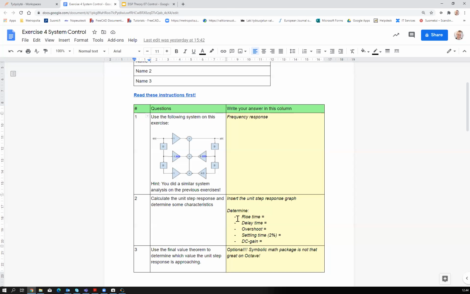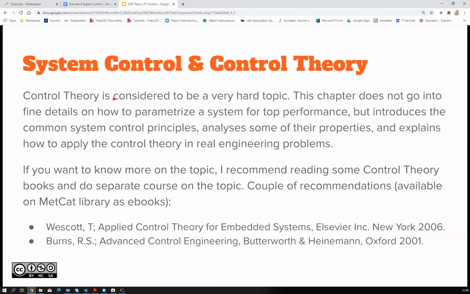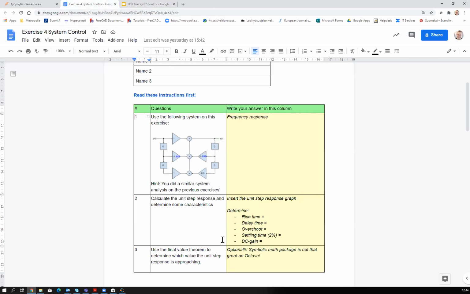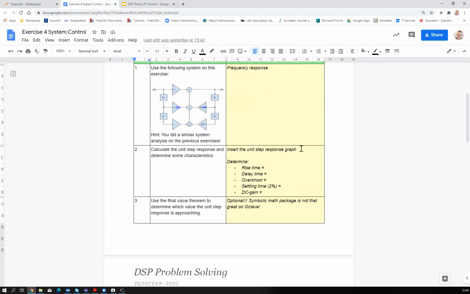Okay, and now determine rise time, delay time, overshoot, settling time for 2%, and DC gain for that system. So what you will be doing is defining those points. I can show you some hints how to do that. But on the other hand, this is something that you'd probably have done on analog electronics using an oscilloscope. So same thing, you just need to read that from, for example, a graph. This is engineering, this is not science. Okay, unit step response graph, and from that graph you can then determine those parameters and also the DC gain.